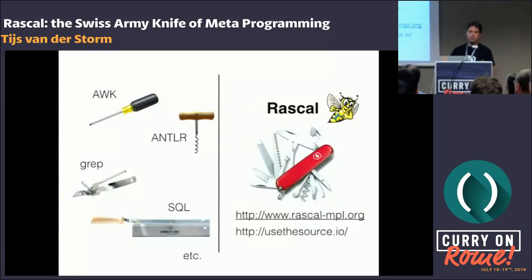If you look at the tools that are available to do some form of meta programming, there are various independent tools that you could use for different kinds of things, right? So really simple lexical meta programming could be done, for instance, in awk. For more complex stuff, you would use ANTLR or something. If you just want to search for some string, you would actually use grep. But if you need more complicated queries over facts derived from your source code, you might want to use SQL. So all these tools and other tools are very good at one particular thing.